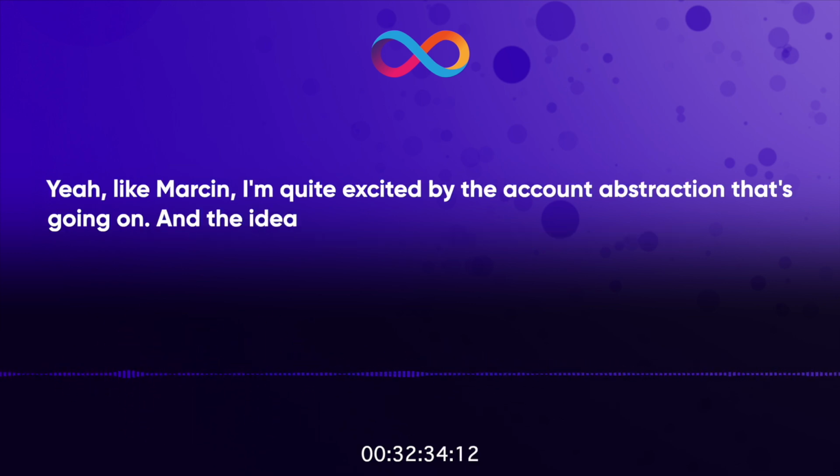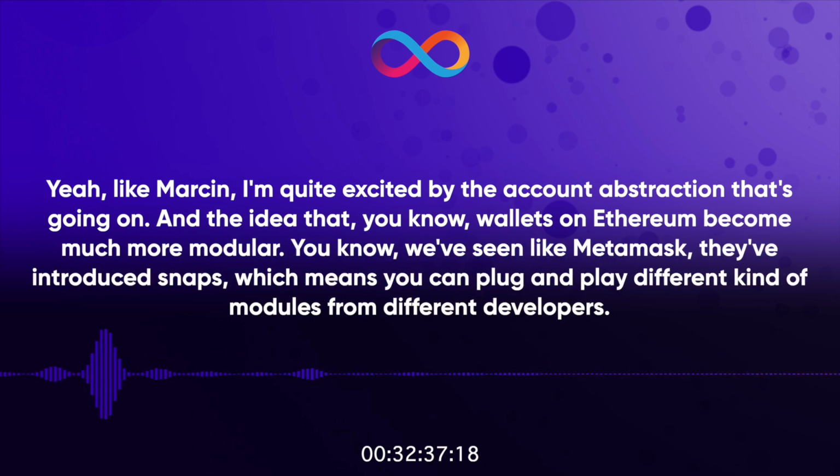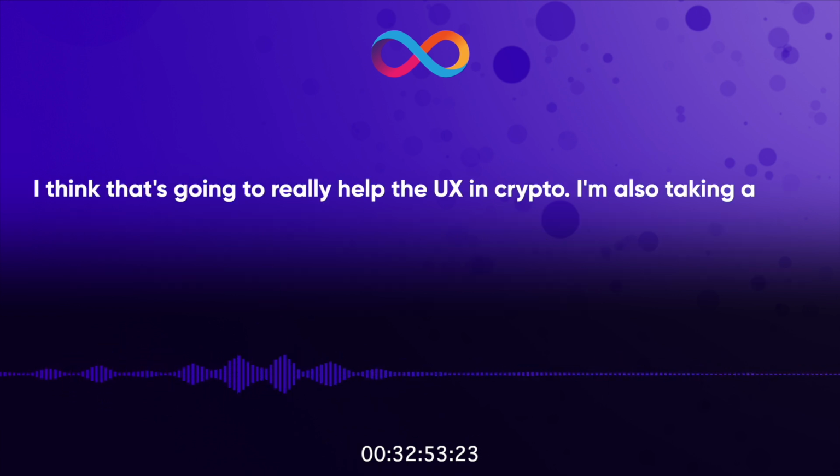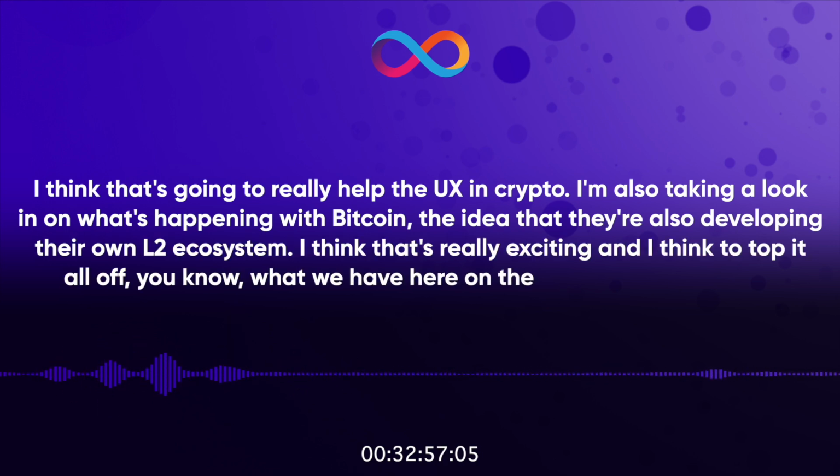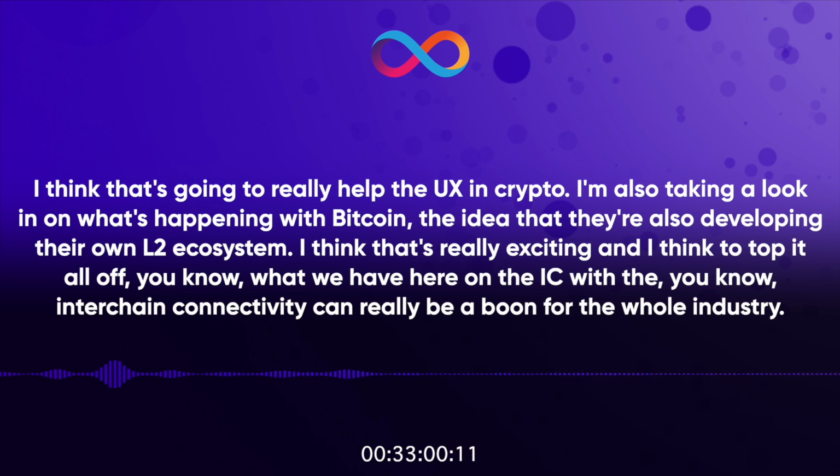Like Marcin, I'm quite excited by the account abstraction that's going on, and the idea that wallets on Ethereum become much more modular. We've seen MetaMask introduce Snaps, which means you can plug and play different modules from different developers. I think that's going to really help the UX in crypto. I'm also looking at what's happening with Bitcoin, the idea that they're developing their own L2 ecosystem. I think that's really exciting. And to top it all off, what we have here on the IC with interchain connectivity can really be a boon for the whole industry.